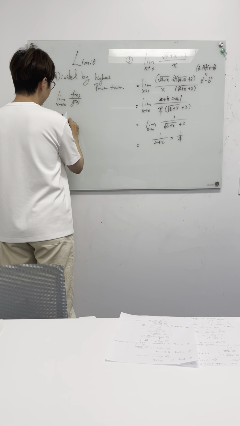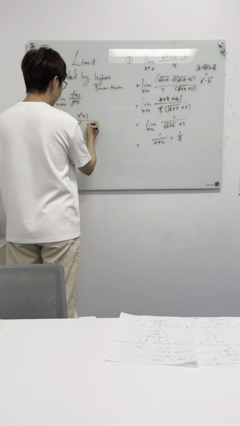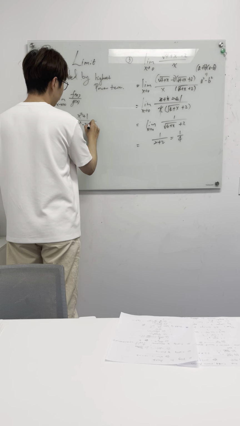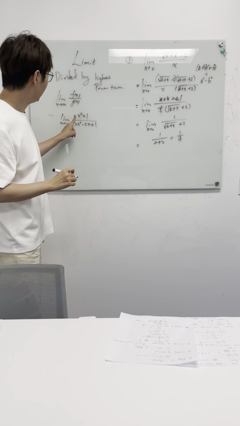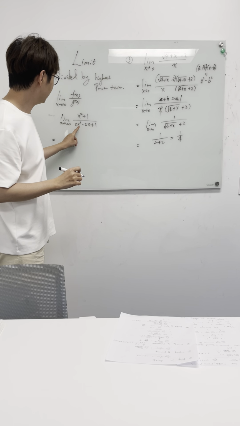Let me give you an example. x goes to infinity, and we have x squared plus 1 over 2x squared minus 2x plus 1. How do we evaluate this? Then we can see which term has the highest power. It is x squared, right? This one is also x squared.